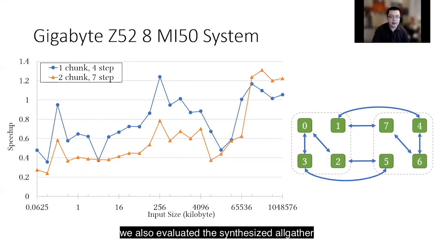We also evaluated synthesizing all gather on an AMD-based Gigabyte Z52 system. The system has 8 AMD MI50 GPUs. The topology is shown on the right-hand side. The edges in the diagram are AMD xGMI links, and GPUs inside the boxes are connected by PCIe. The entire topology can be regarded as a ring. We used SCCL to synthesize 2 all gather algorithms, a 1-chunk 4-step algorithm and a 2-chunk 7-step algorithm.